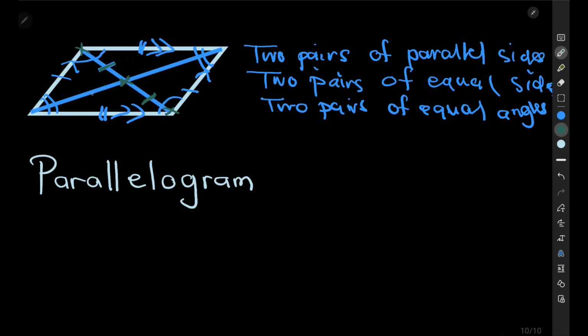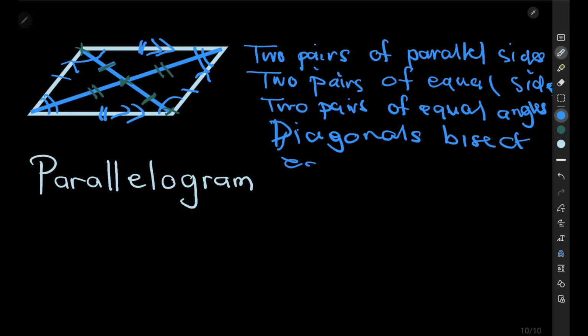The other diagonal is also bisected, meaning that it cuts it into two equal halves. That's what they mean when they say the diagonals of a parallelogram bisect each other. They cut each other into two equal halves. Those are all the properties of a parallelogram. So I'm just going to write the final property: diagonals bisect each other. Now we're going to move on to the next shape.